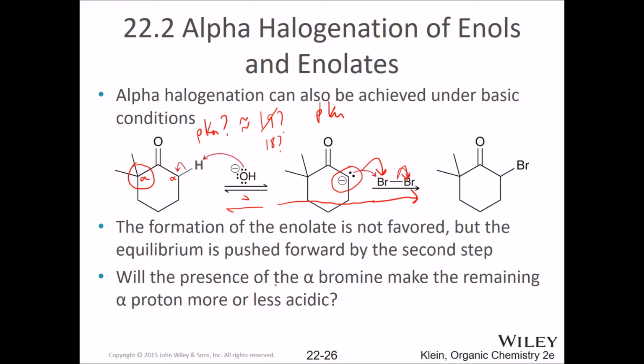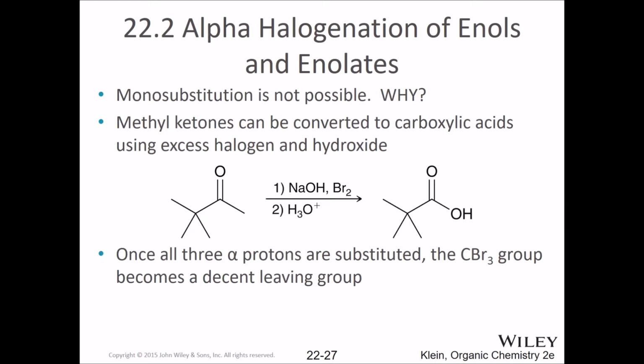Now, will the presence of the alpha bromine make the remaining alpha proton more or less acidic? That's a good question. I think I addressed this on the next slide here. Where's the remaining alpha proton? What am I talking about here? It's here, right? That's the second one. So the question is, is that going to be more or less acidic? Is this going to be faster or slower? All right, so it's faster, actually. So monosubstitution is not possible. Well, that's why. I sort of just cut my question short here. Monosubstitution is not possible. If this doesn't make sense yet, go back and look at that previous slide.